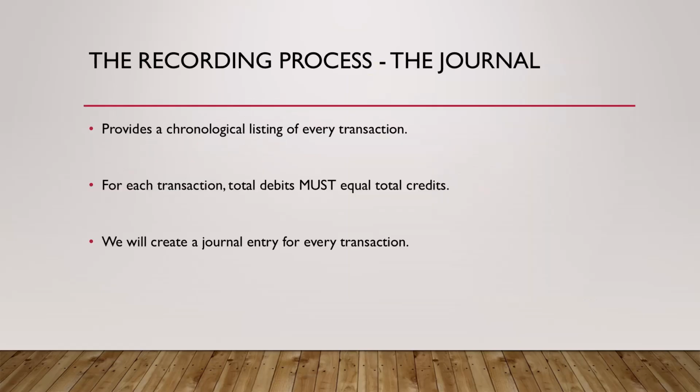Now, let's put these rules into practice. The first step in the recording process is creating a journal entry in the journal. Think of the journal as the official diary of the business. It provides a complete chronological listing of every transaction. The most important rule of the journal is that for every single entry, the total amount of the debits must equal the total amount of the credits.